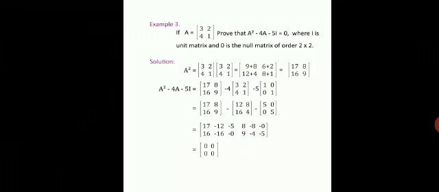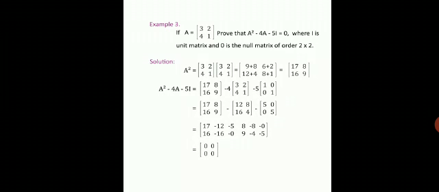Similarly, second row with the first column is 4 into 3 is 12 plus 1 into 4 is 4. The last element becomes 4 into 2 is 8 plus 1 into 1 is 1. And that is equal to, add the terms. You get 17, 8, 16 and 9.